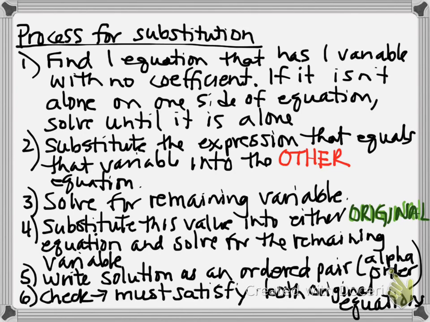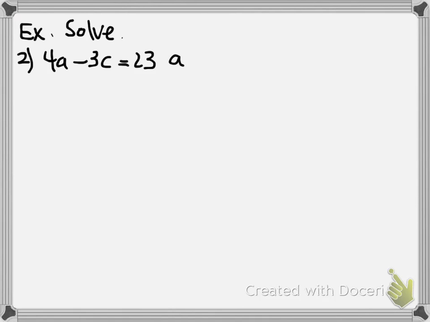All right, so let's do a couple more examples. We're back to solve, and for us, it's finding a solution, and a solution in a system is an ordered pair. So let's do one with not x's and y's, because I do see there are a couple on the homework tonight. So we have 4a minus 3c equals 23, and a equals 1 minus 4c.